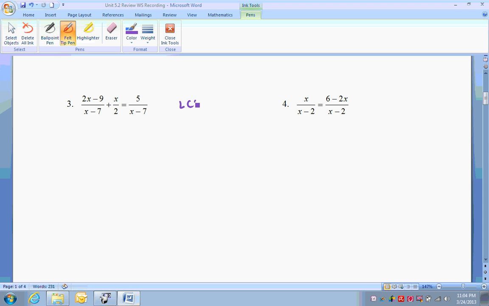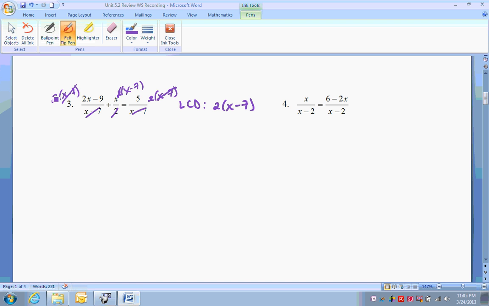Our least common denominator here is going to be 2 times x minus 7. The reason it's 2 times x minus 7 is because we have a denominator of 2 and a denominator of x minus 7, and their least common multiple is 2 times x minus 7. So once again, I'm going to multiply everything by 2 times x minus 7. I cross out what cancels. The 2's cancel in the middle term, and the x minus 7's cancel out on the rest.